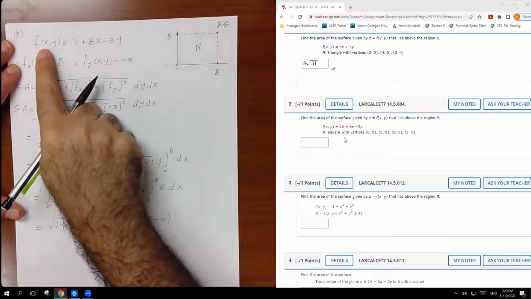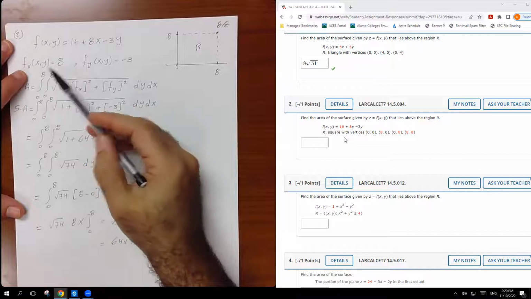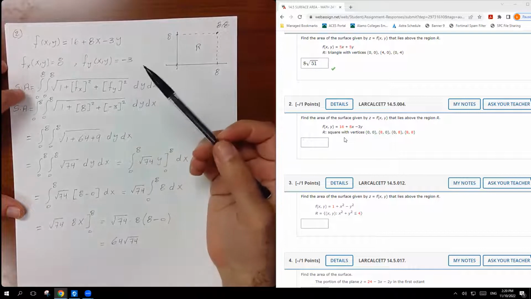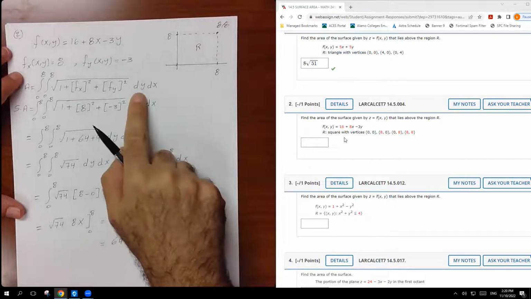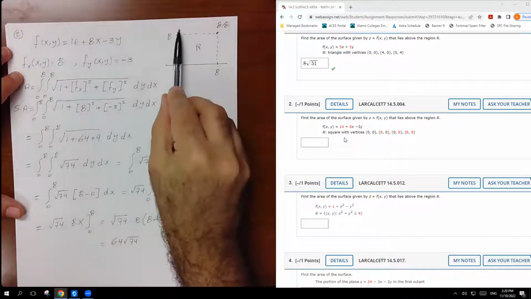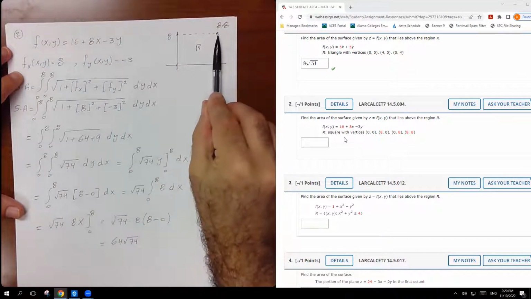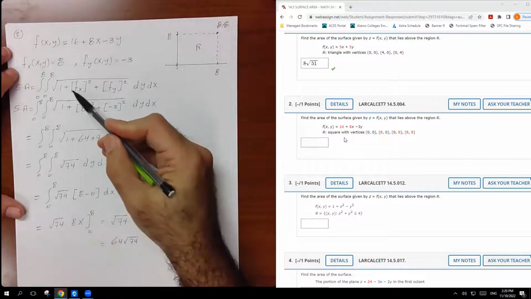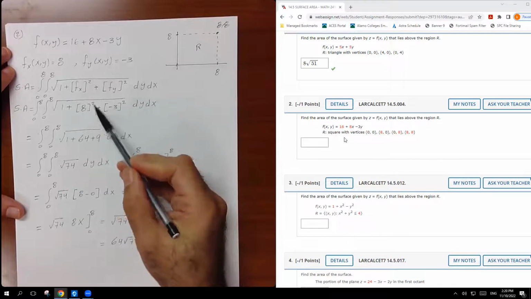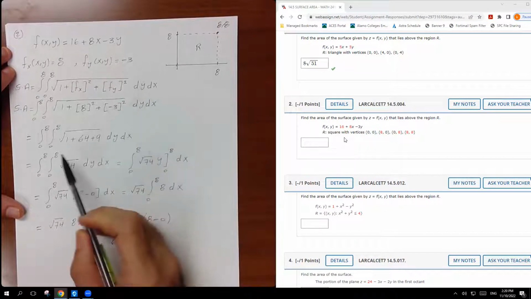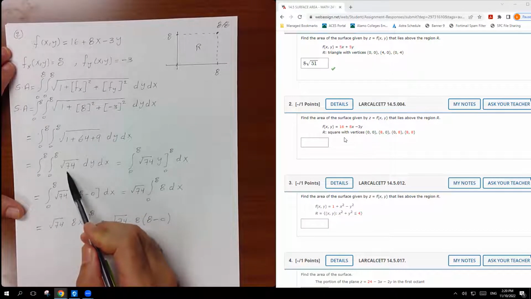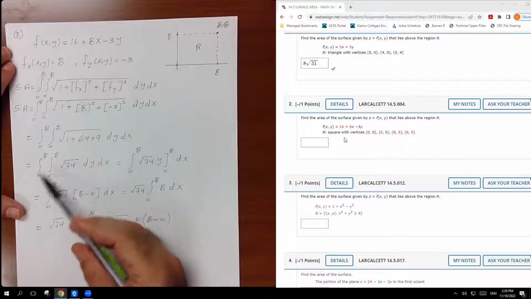So here's f of xy. I'm going to find the derivative with respect to x, which is going to be 8. The derivative with respect to y is going to be negative 3. Then the integral with respect to y is going to be from 0 to y equals 8, and x is going to be from 0 to x equals 8. The integrand is the square root of 1 plus f_x squared plus f_y squared. So it's going to be 8 squared, negative 3 squared. So it's going to be 1 plus 64 plus 9, which is the square root of 74, from 0 to 8 and from 0 to 8.